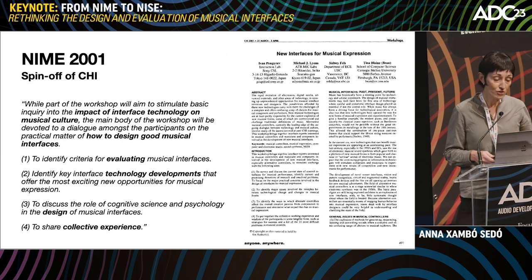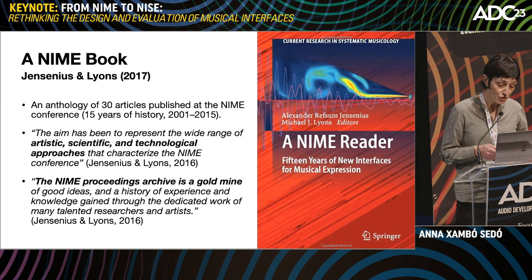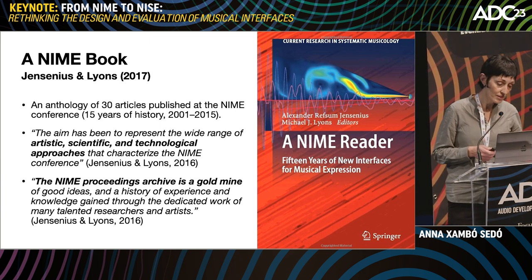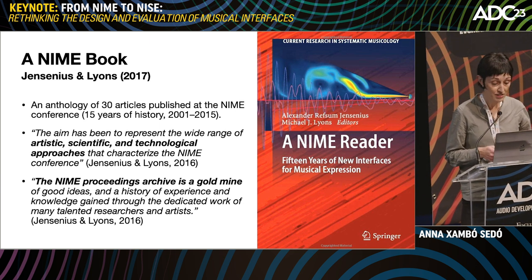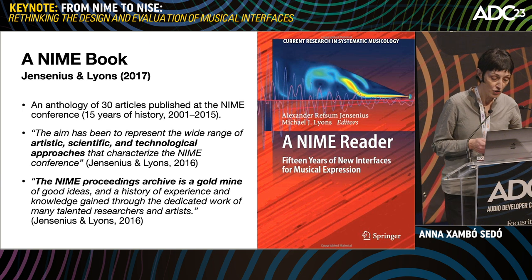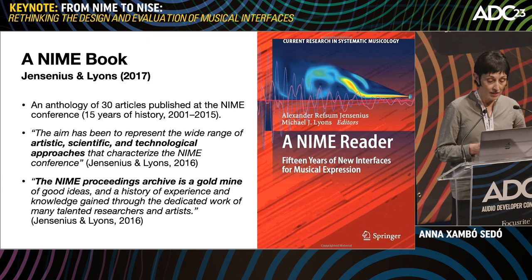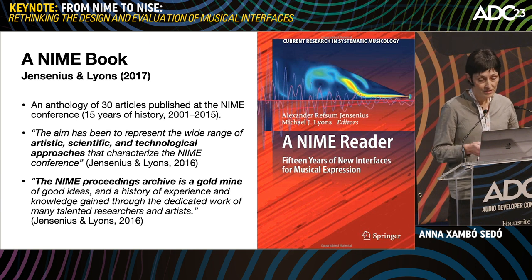So if we jump ahead in time after these yearly events, we can find this anthology looking back 15 years, highlighting 30 articles. This NIME reader was edited by Jensenius and Lyons. And it's a nice representation of the artistic, scientific, and technological approaches of the community. And the proceedings, which are available online, you can check them out. They are seen and presented as a gold mine. So you can see many ideas there that can inspire you, or also check things that have been done just to not reinvent the wheel, and so on.